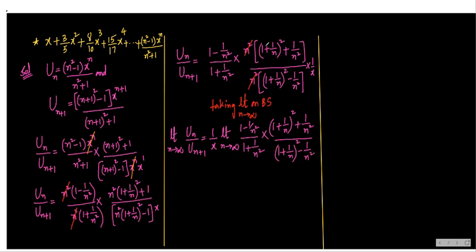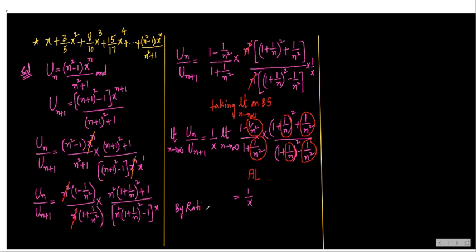As we apply the limit, as n tends to infinity, these terms become 0. This part will become 0, this part will become 0, this part will become 0, and this part will become 0. So finally, you can see what is left is 1 by x.